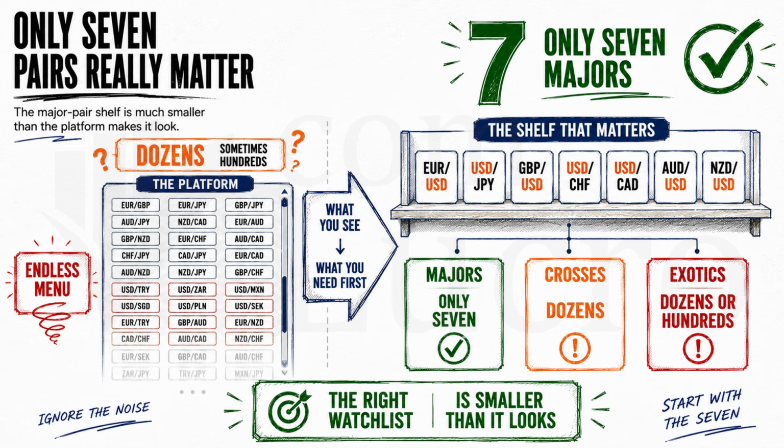And here's a detail that reframes that whole intimidating list for you. There are only 7 majors. That's it. 7. The reason your platform looks so crowded is that the crosses and the exotics number in the dozens, sometimes the hundreds. So the moment you realize the shelf that actually matters holds just 7 pairs, that endless menu suddenly feels a whole lot smaller.